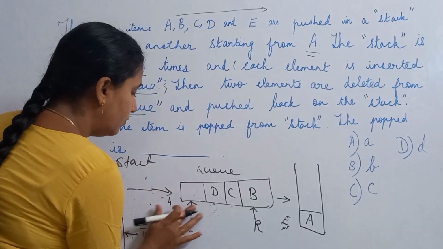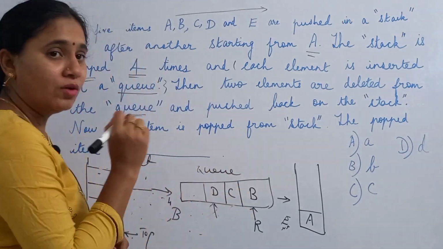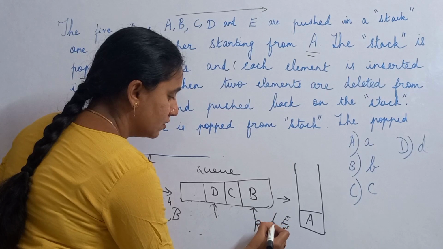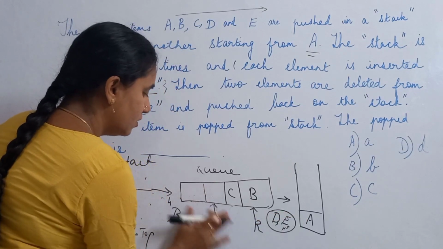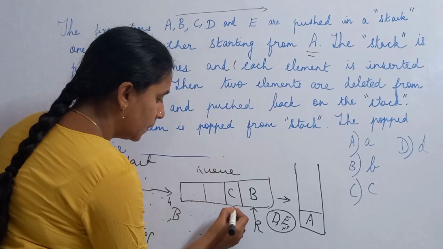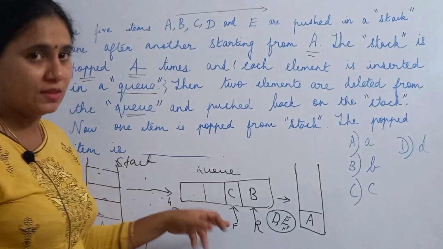Okay, so now the front pointer will be pointing to this location. So D. Okay, so D is also deleted. Okay friends, so D is also deleted. So now currently the front pointer is pointing to C.